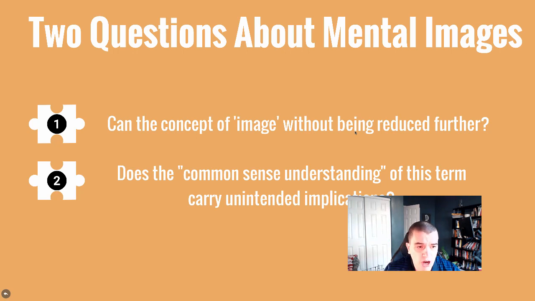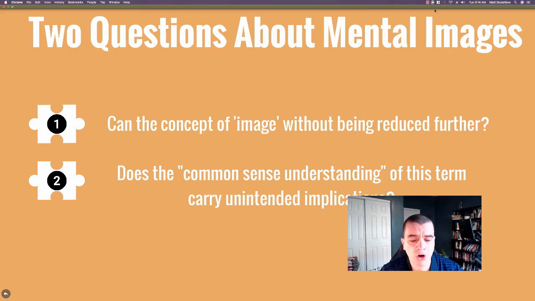So there are two questions that Pylyshyn is going to offer us about mental images generally. First, can the concept of image exist without being reduced further? The thought is, is there some further explanation beyond image, below the level of conscious access, that will explain the results of studies like Shepard and Metzler's? And the second question, does the common sense understanding of this term, images, carry unintended implications? I think Pylyshyn's answer to the first is that images can, at least in principle, be reduced further, and this possibility has not been adequately explored. And for the second, I think he thinks it certainly carries unintended implications, and some of these might be methodological pitfalls that we need to avoid.